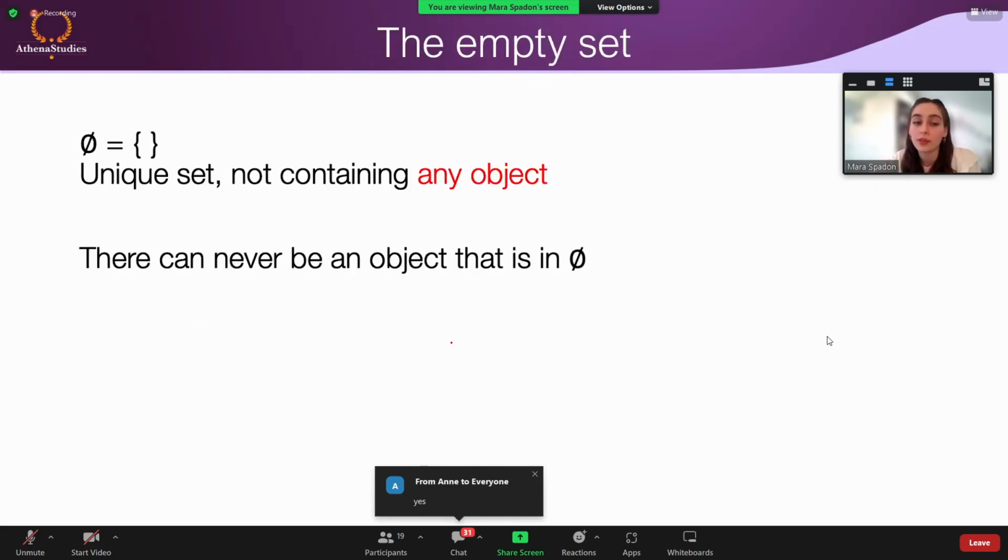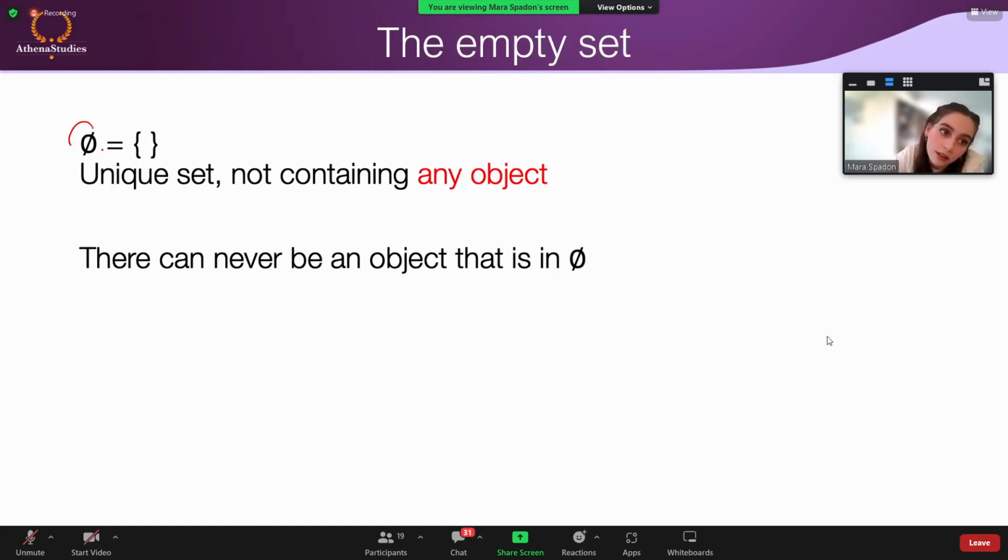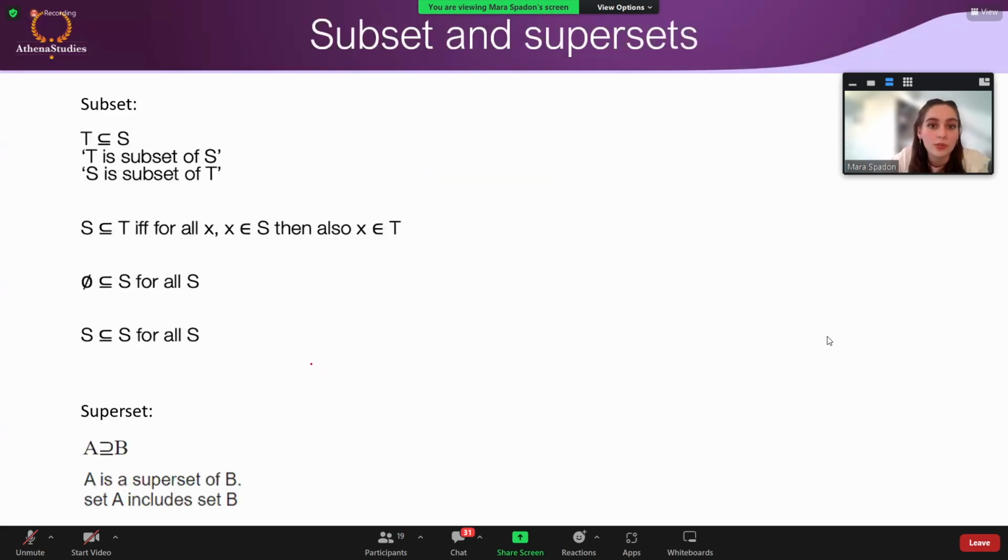Then we have something called the empty set, which is a unique set that does not contain anything. Okay, so there can never be an object that is in the empty set. And you can write it down either like this, so like kind of like a 0 with a strike through it, or as a literal, just an empty set, nothing inside of the brackets. So the empty set will continue when we are talking about subsets and supersets.